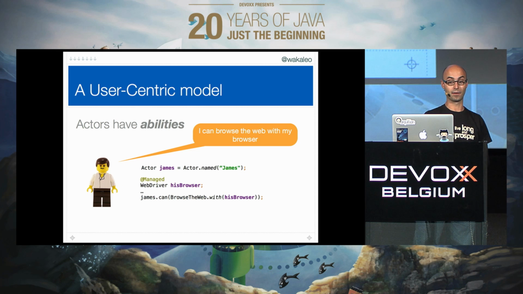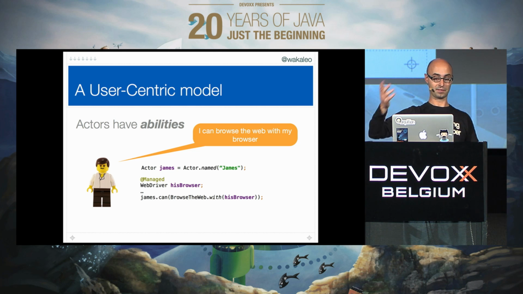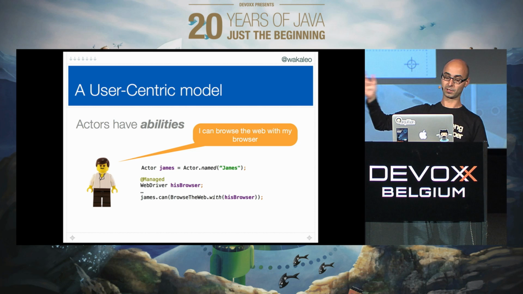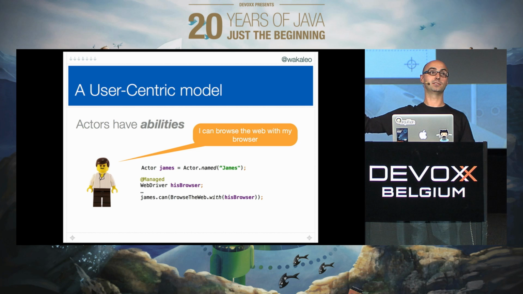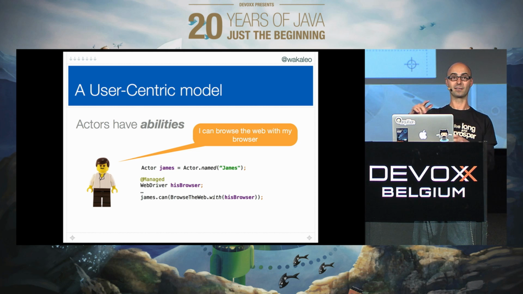The abilities at the end are code. So when you have the ability to browse something using the web, you do something like this. You define the actor James, an actor that is called James. It has a browser, and you put that James can browse the web with his browser. This is code. It's something that you coded, and it's really natural for people to know that James can navigate.